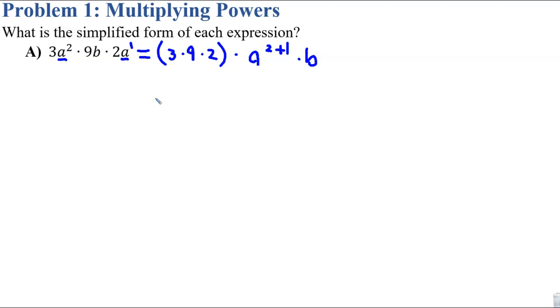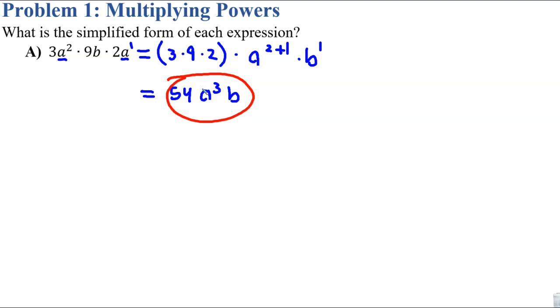Okay, putting everything together then, 3 times 9 times 2 is just going to be 54. a to the 2 plus 1 would just be a to the third. And b, we can think of this as b to the 1. We don't need to write the 1, we'll just write it as b. We'll say this is my simplified form here.